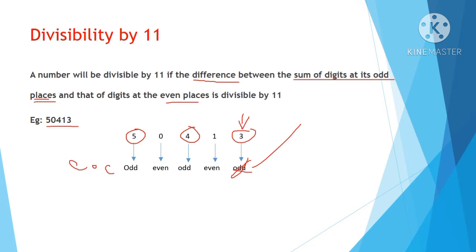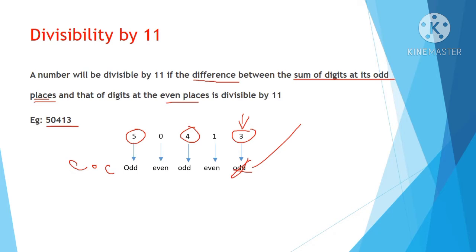So here, what are the numbers in the odd places? I'll circle them, children. 3. Then 4 is in the odd place. Next, which number is in the odd place? 5. So the numbers in the odd places are 3, 4 and 5. Here they are talking about the sum of the digits at the odd places.